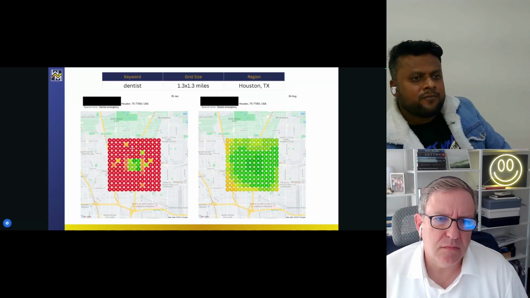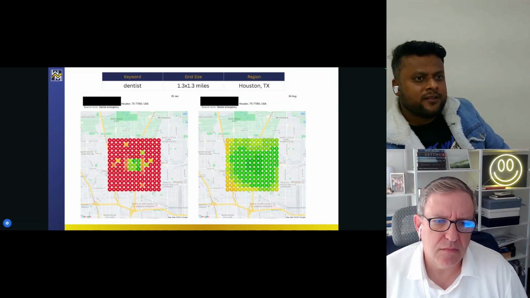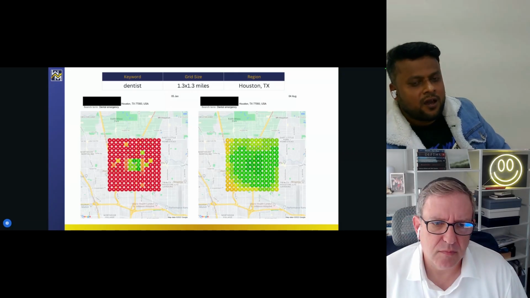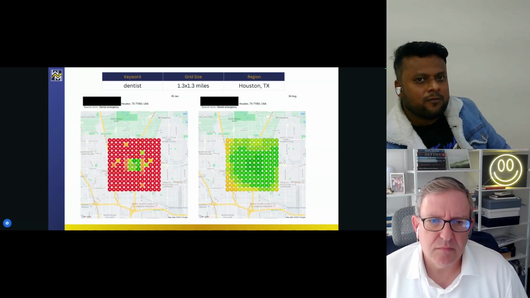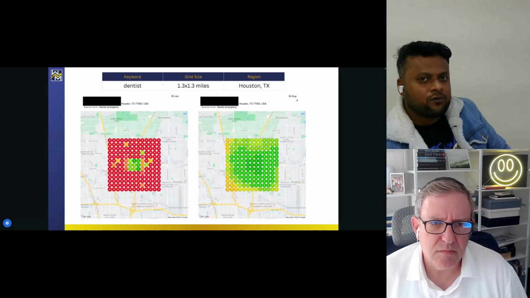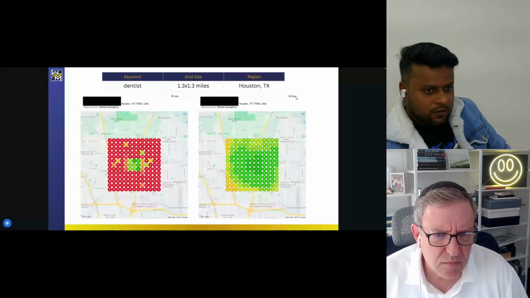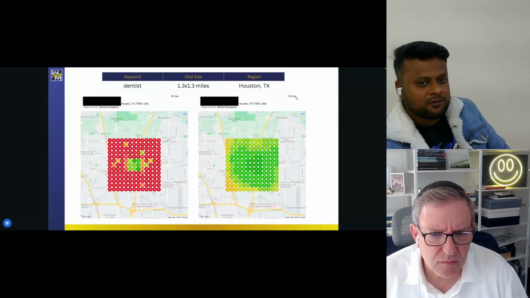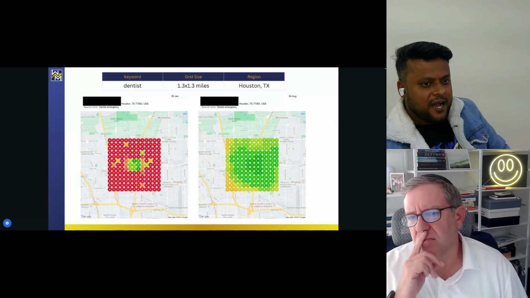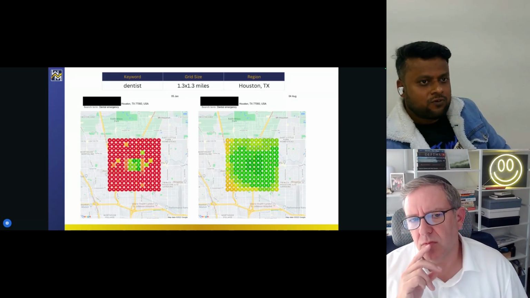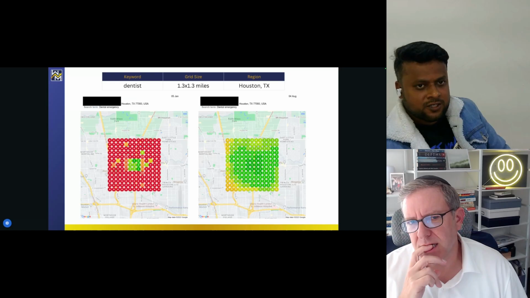Okay, so this one's for a dental practice in Houston, and we all know Houston. It's such densely populated, and this is 5th of Jan, and this is 4th of August. So this was a difficult place, so it definitely took some time, but the transformation is amazing.